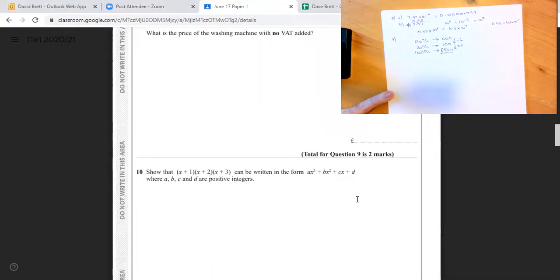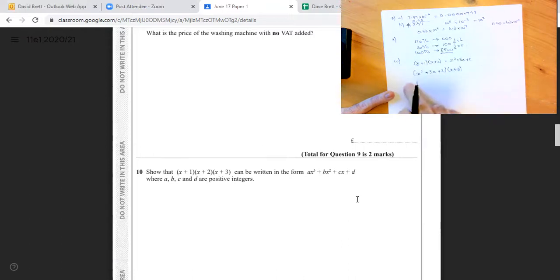Show that x plus 1, x plus 2, x plus 3 can be written in the form ax cubed plus bx squared plus cx plus d, where a, b, c and d are positive integers. Whenever you see this type of question, just expand the first two brackets. So that gives me x squared plus 3x plus 2. And then I've got to do x squared plus 3x plus 2 multiplied by x plus 3.